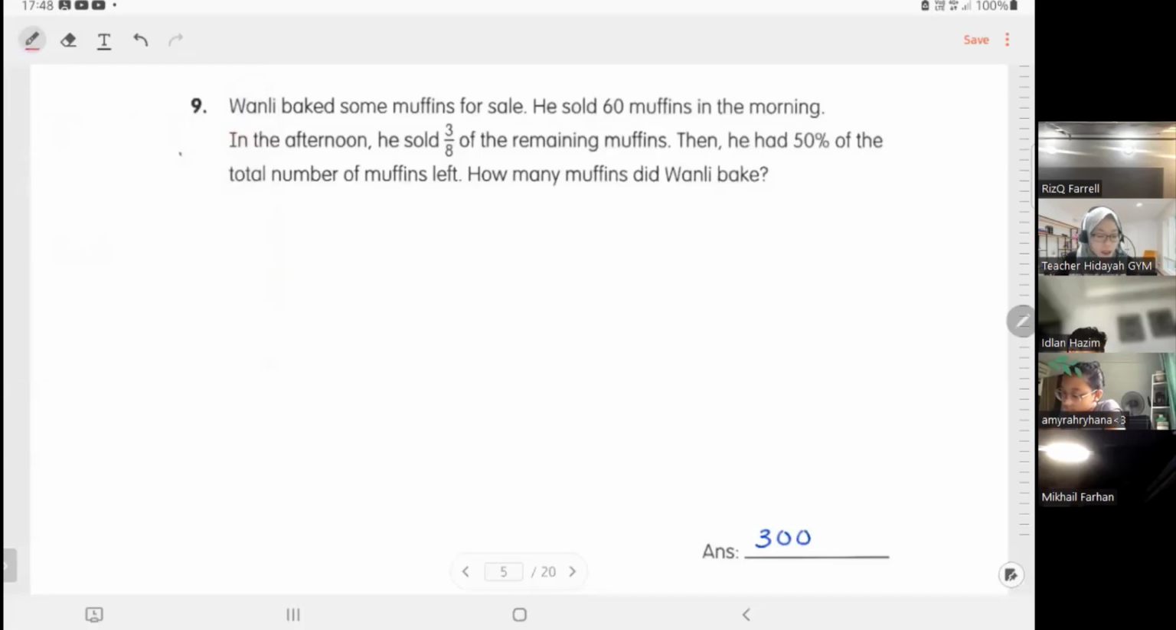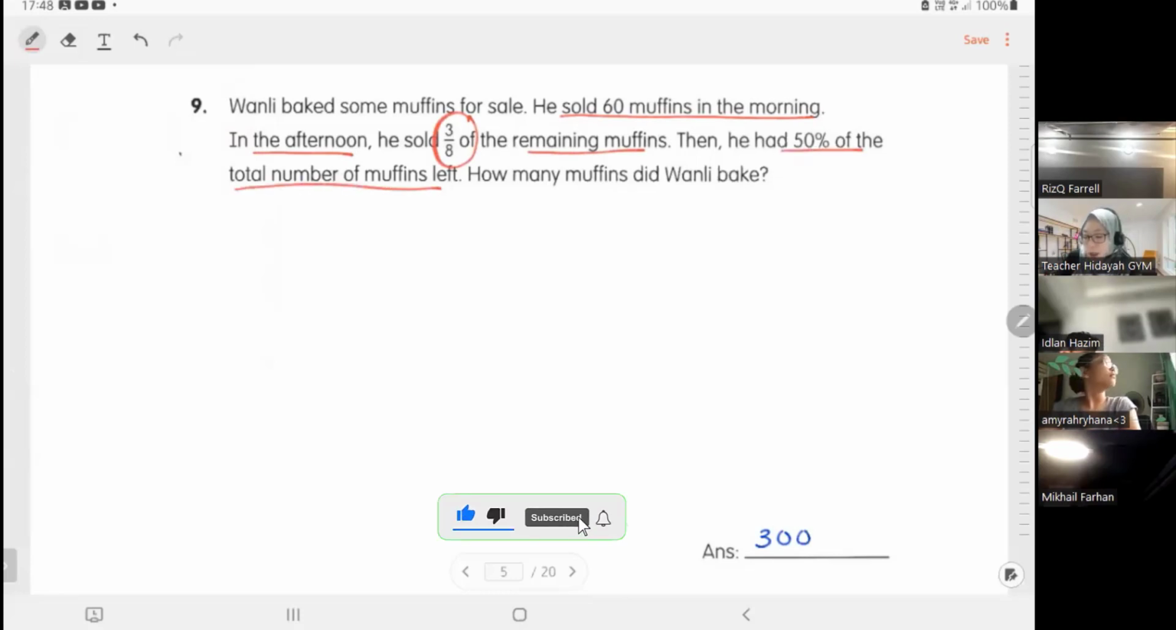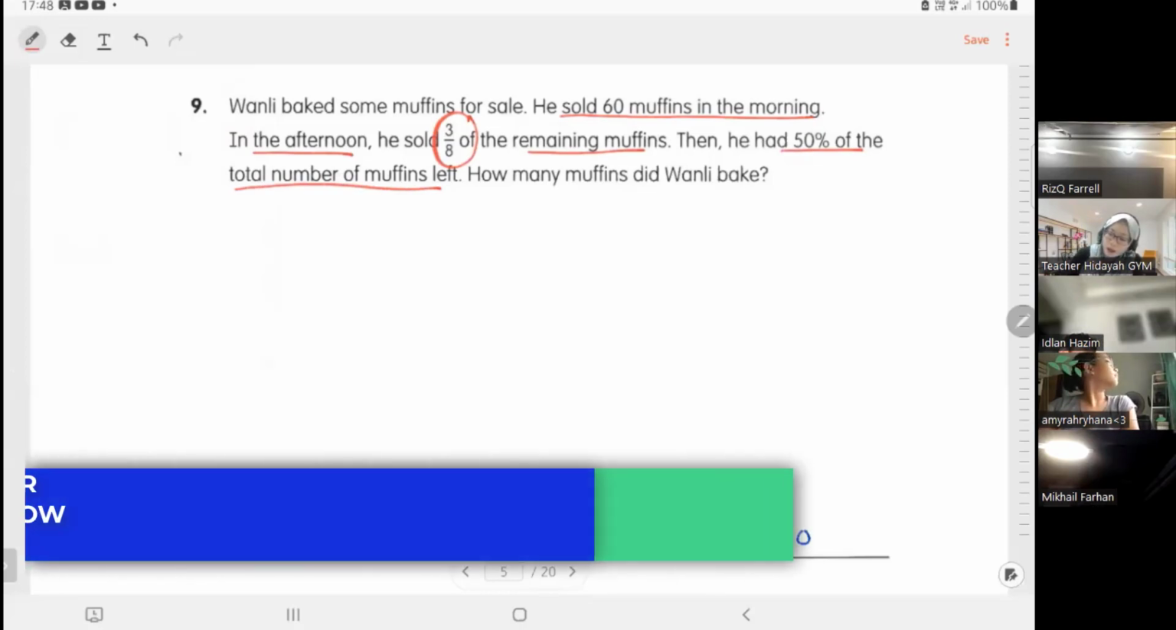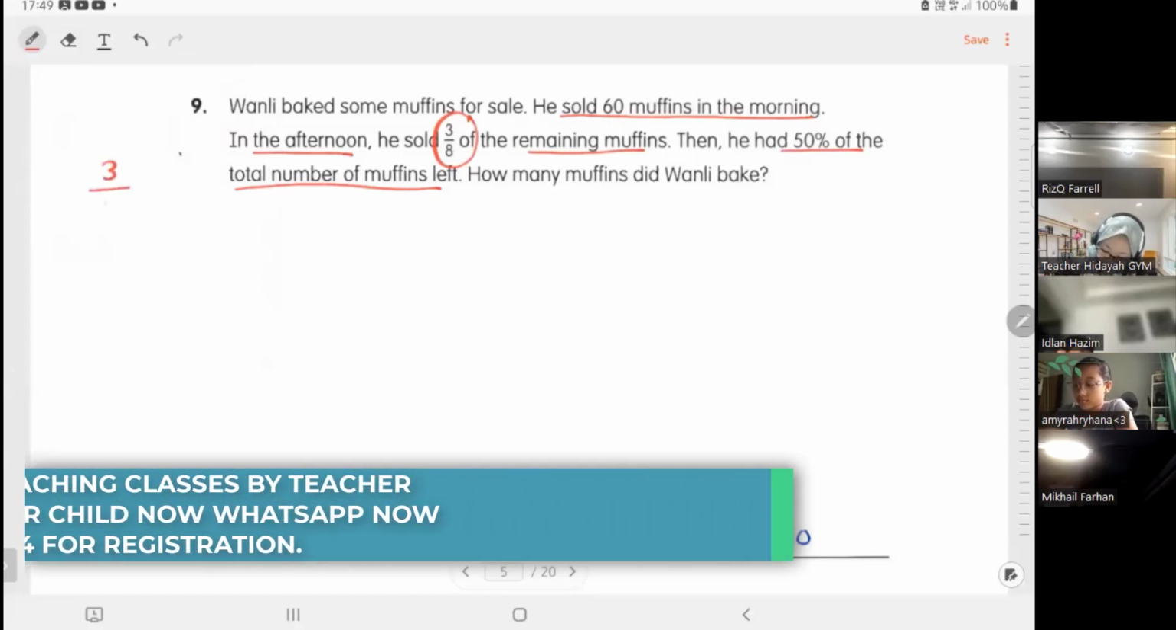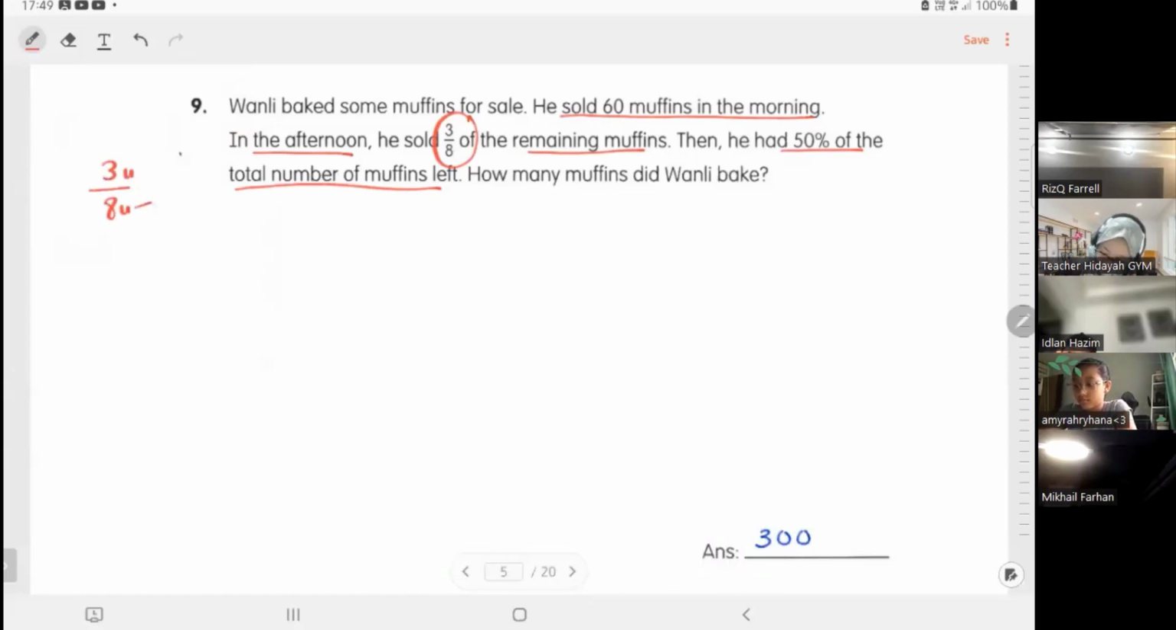Okay, Wan-Lee baked some muffins for sale. He sold 60 muffins in the morning. In the afternoon, he sold 3/8 of the remaining muffins. Then he had 50% of the total number of muffins left. How many muffins did Wan-Lee bake? Okay, we know that the remainder is 8 units from here. This is 3/8 units. This is my total remainder, right? Then this is what he sold in the afternoon.